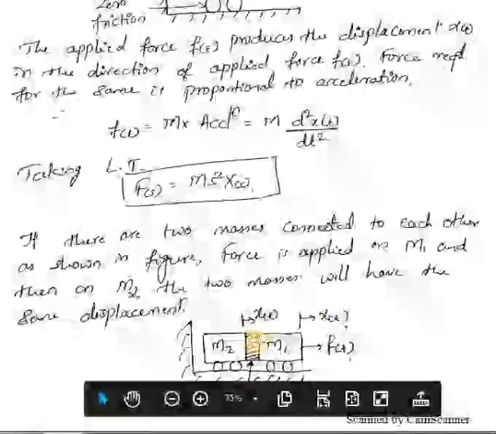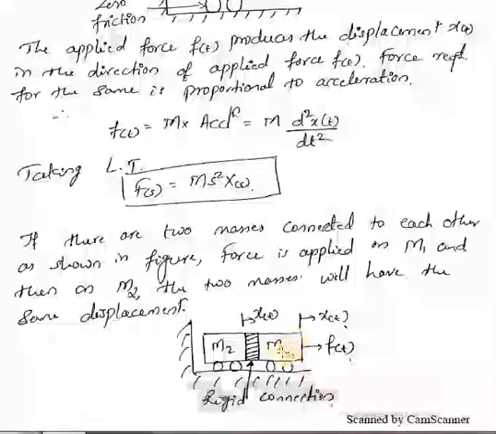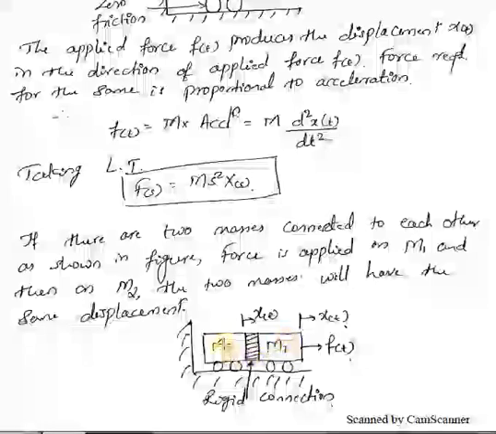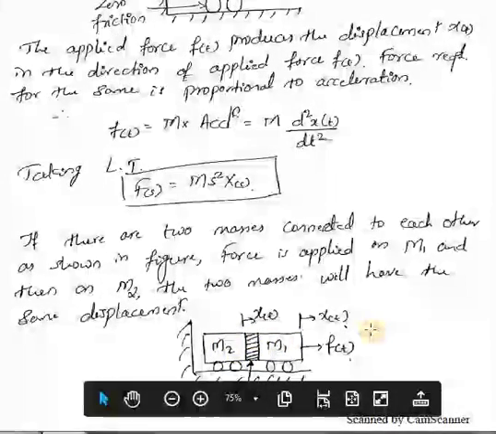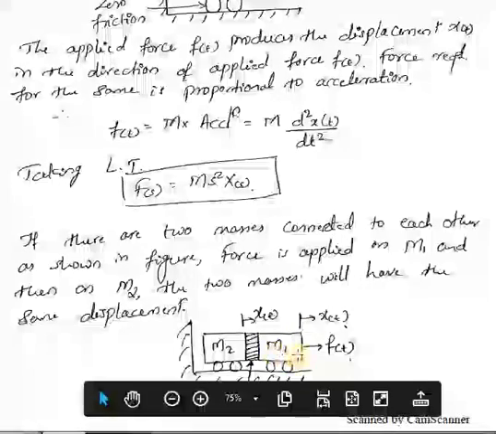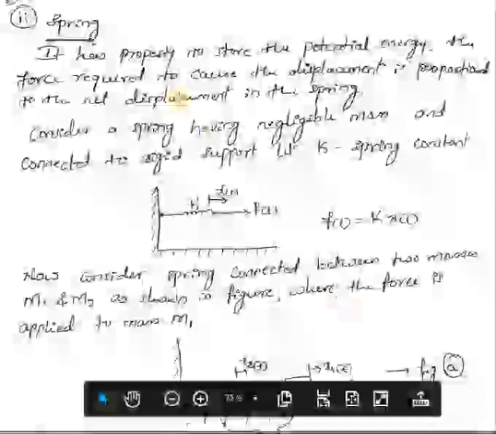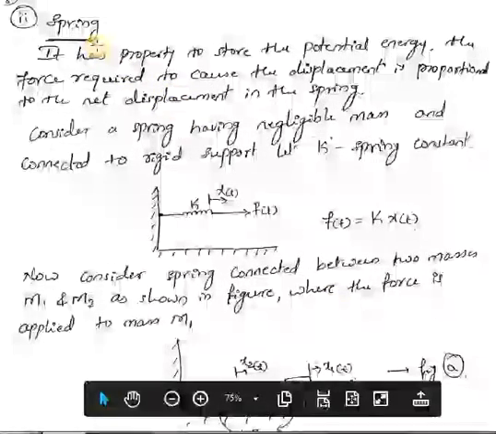So the rigid connection, whatever the displacement is by mass m1, the same displacement will be for m2. Again here also we are considering it as zero friction. Then coming to the next element, that is spring.